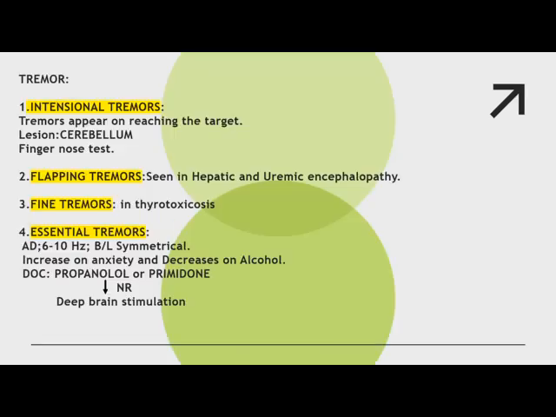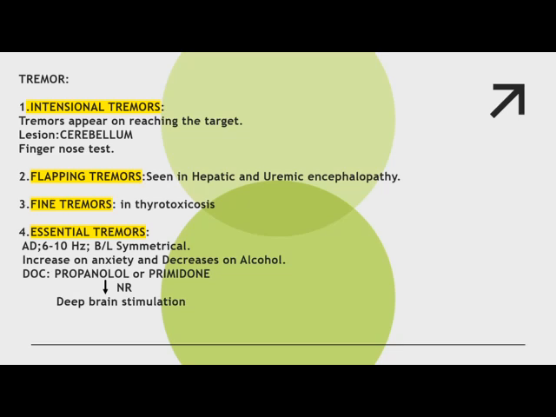Now we'll be discussing tremors. There are four main types of tremors. First is the intentional tremor. In intentional tremors, the tremor appears on reaching the target because of a lesion in the cerebellum. To test intentional tremors, we do a finger nose test.